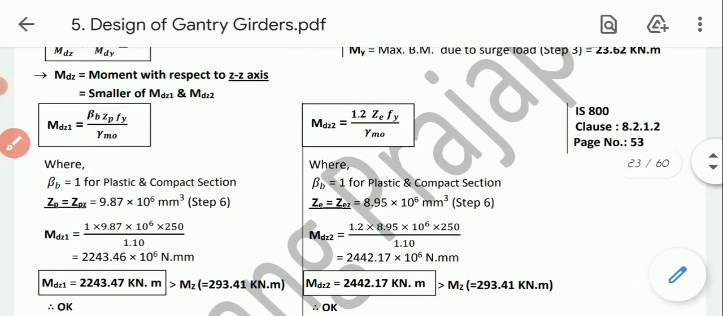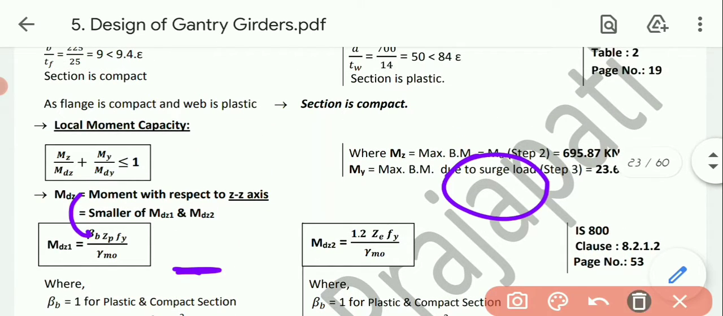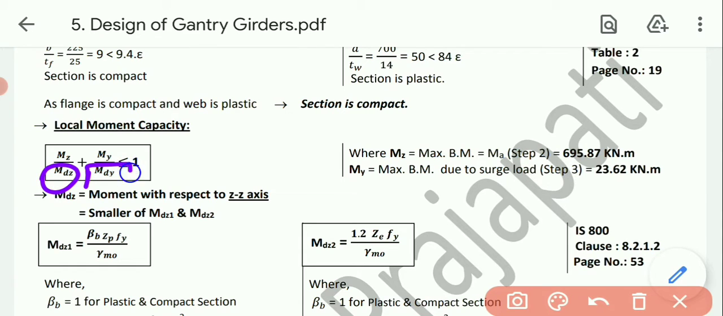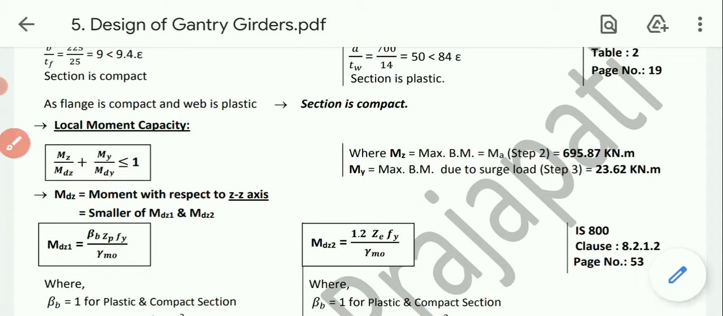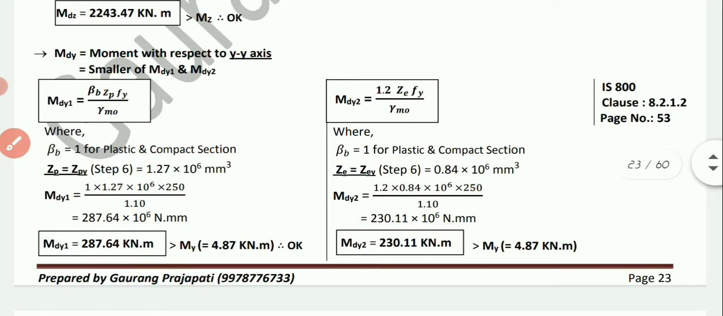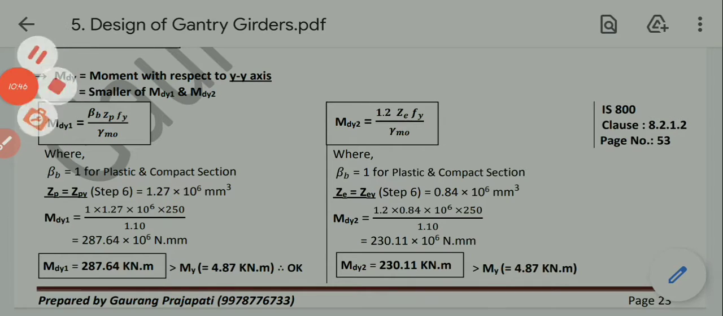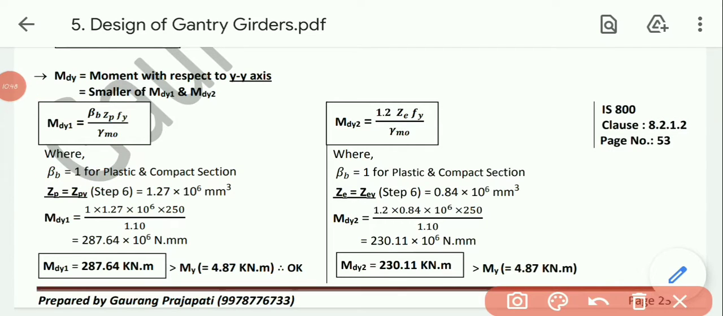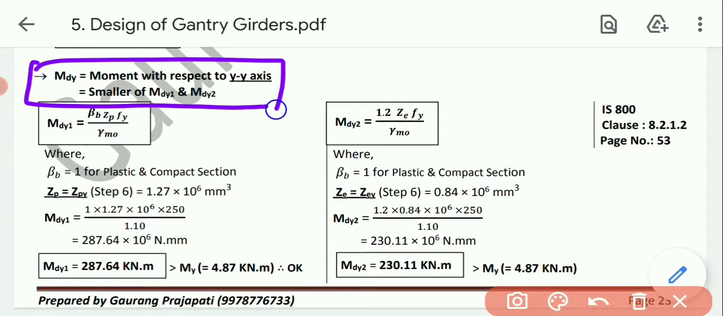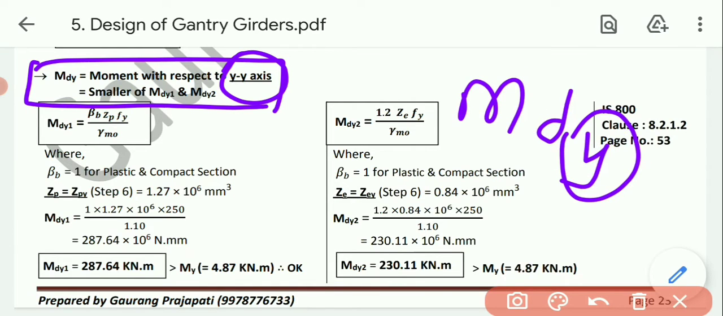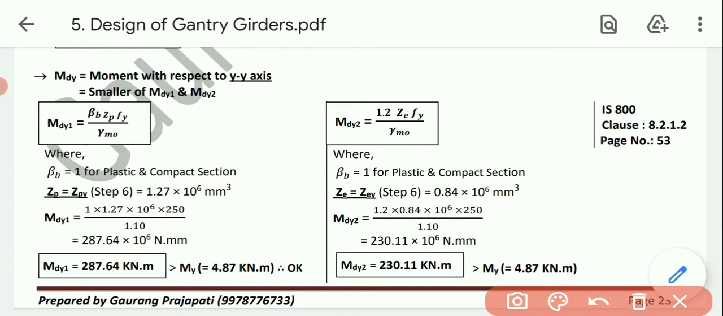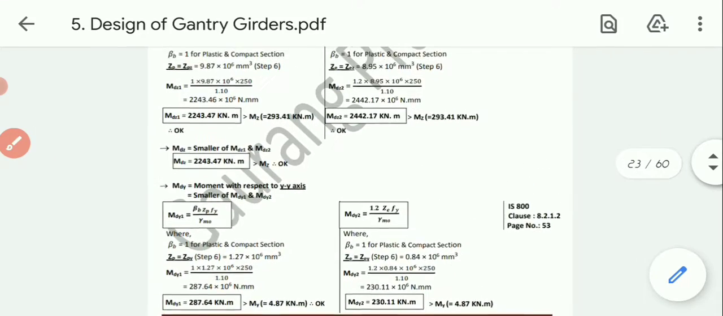Now we have got this value of Mdz. Similarly we need to calculate the same parameters for Mdy. I'm going to use the same formula but with respect to y-axis. Mdy, so moment with respect to y-axis, like this. For that, the Mdy1 formula stands for beta b Zp. It is the same formula which I have used earlier.